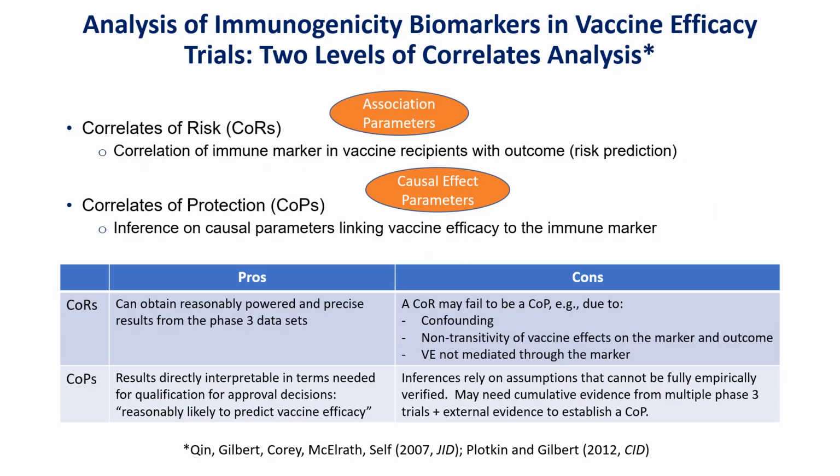And I like to start by dividing statistical approaches into correlates of risk and correlates of protection. Correlates of risk estimate association parameters, things like relative risks or odds ratios, where we're looking to see how an immune marker correlates with outcome in vaccine recipients. And then correlates of protection analysis is about vaccine efficacy and how vaccine efficacy somehow causally depends on the immune marker. And the pro of correlates of risk analysis is that we can have well-powered assessments.